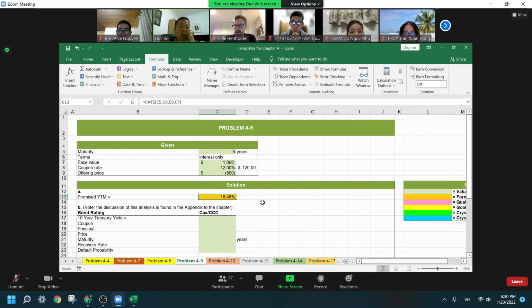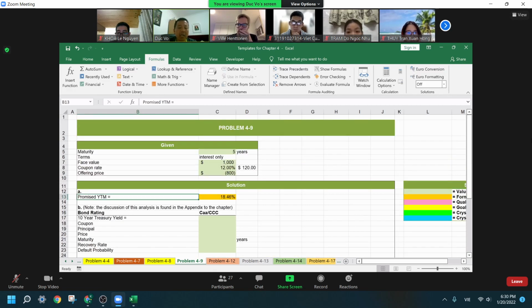What we try to illustrate is that no, it will not be the case, because this is the triple C bond, and the triple C bond is very risky. So just because of that, you should not use the YTM as the cost of debt, but you should work out what the cost of debt is after that.